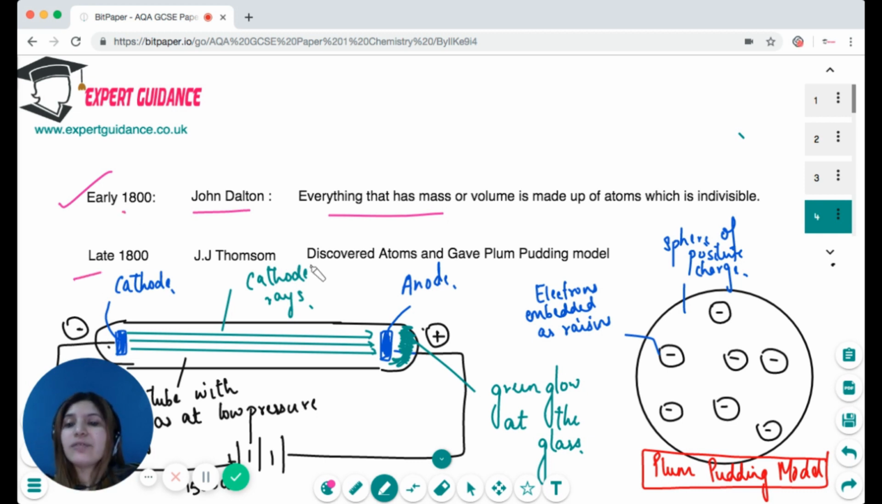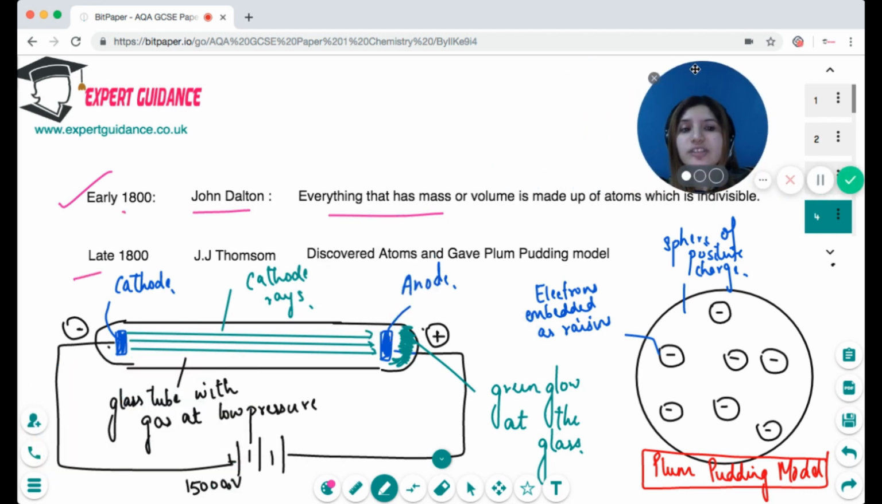Late in 1800 came another scientist called J.J. Thomson. Now what he did was, he took a glass tube, and in this glass tube, he kept a gas at a very low pressure. The gas tube had a cathode and an anode, and it was given a very high voltage, around 150,000 volts. Now, at such a high voltage, he saw that the glass tube gave a green glow. And from where did the green glow come? It came from the rays that were given out of the cathode.